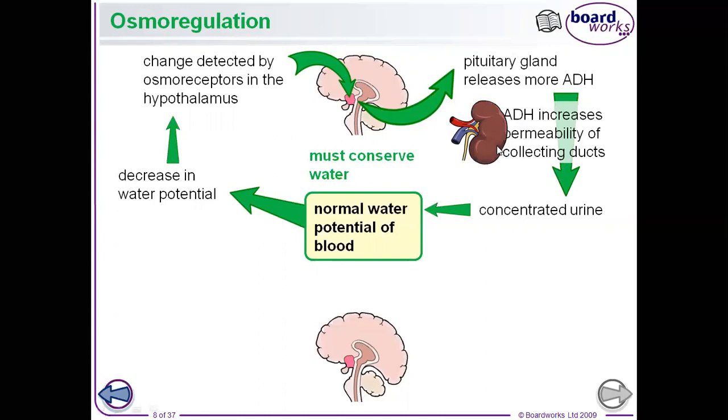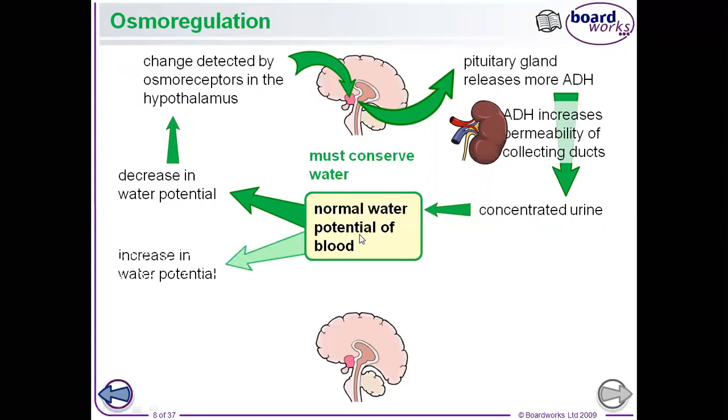So from the collecting duct, water will be absorbed back toward your body, and this urine will become concentrated. Why? Because water is absorbed back toward your body and less urine will be produced, and this water level will come back to normal.